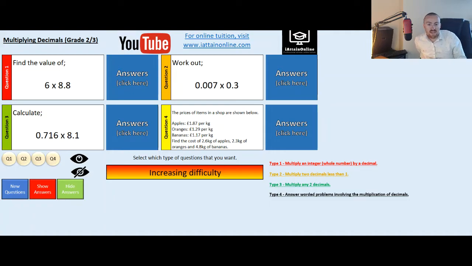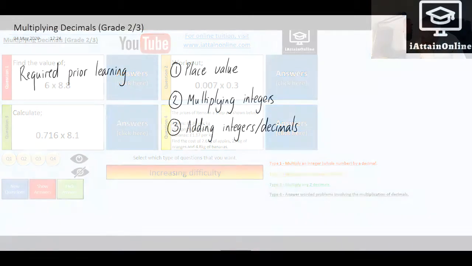Hello, so today's video is going to be on multiplying decimals. This is a grade 2/3 topic, and there's four types of examples, four types of difficulty levels are up on the screen now, and I'll come back to this at the end of the video.